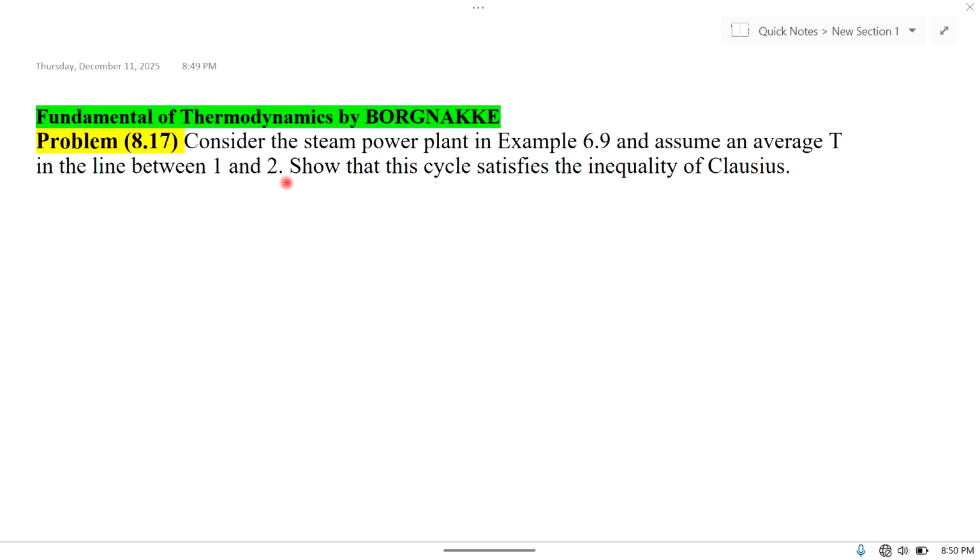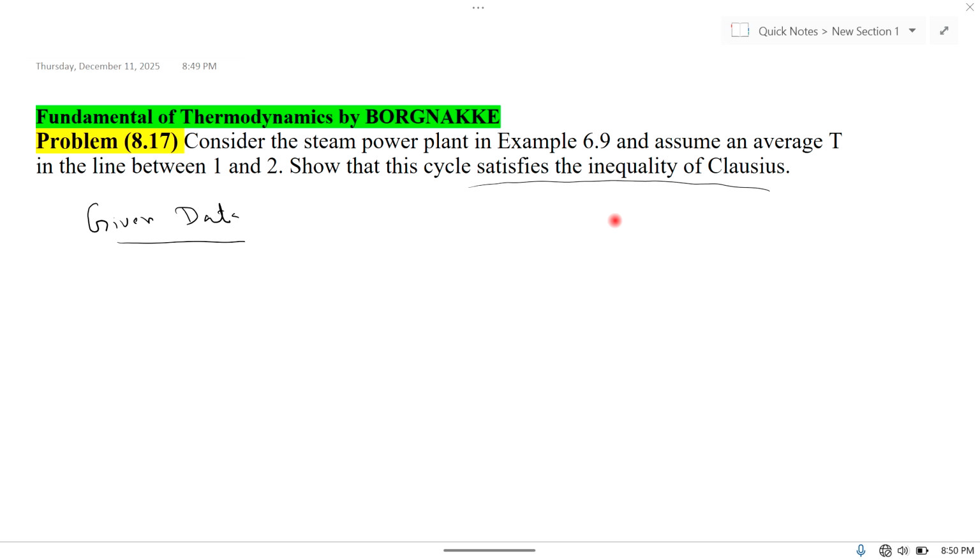So the statement of the problem is: consider the steam power plant in example 6.9 and assume an average T in the line between 1 and 2. Show that this cycle satisfies the inequality of Clausius. So this is very simple. The inequality of Clausius statement is known to us. So we will put the values in the inequality of Clausius statement and we will prove that this is correct.